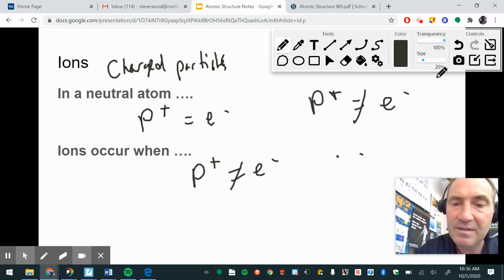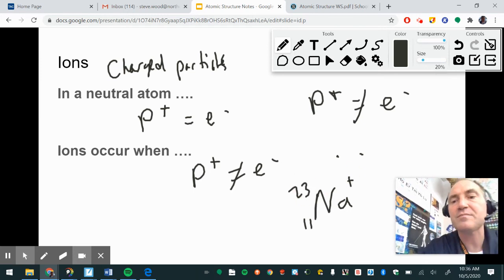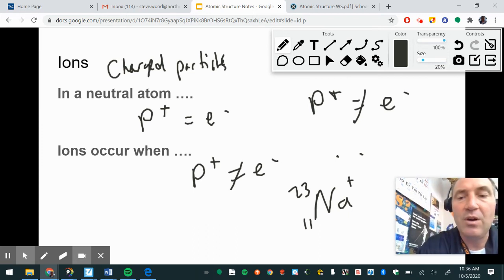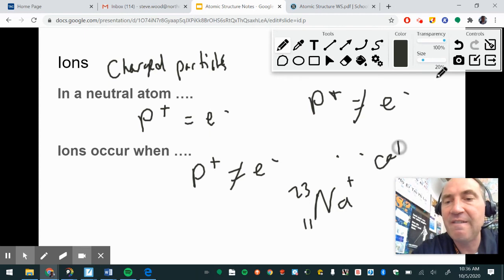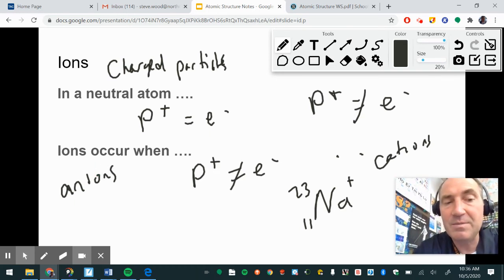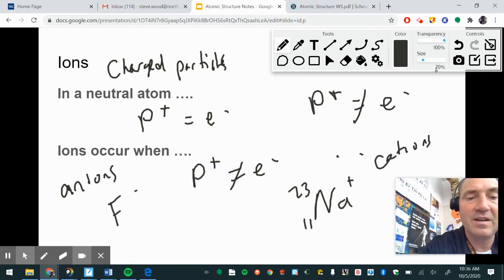An example of this is something like Na, which is 11 and 23, and it's plus 1. In an ion, they either gain or lose electrons, so you have to figure it out based on the charge. If you're positive, that means you have more protons than electrons because protons are positive. Positive ions are called cations, and they lost electrons. Anions tend to gain electrons because they're going to be minus. So this would be an example of, oops, that'd be a 9, this would be a 19.